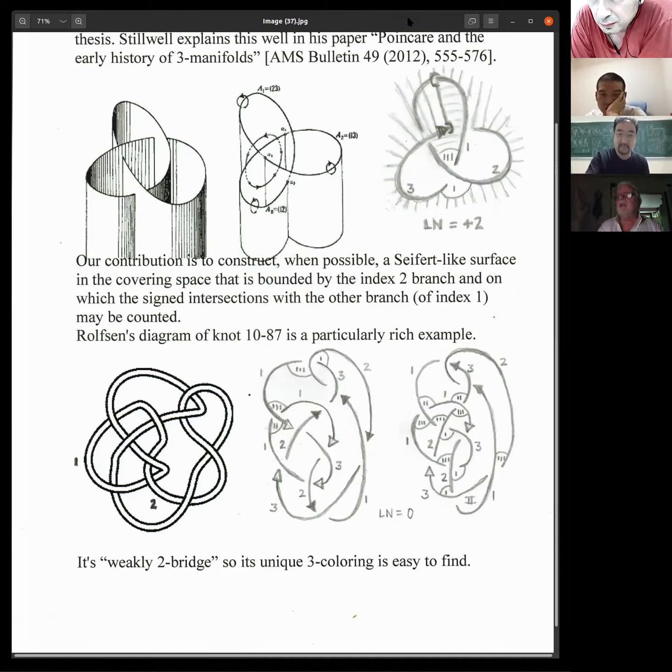So you get the same linking number, 0, but you get it in a different way, and with an entirely different construction. Now, the fact that you have a 3 coloring for which you can make a construction that will lift in this way and show you the linking number, there's no guarantee of that. That doesn't always happen.